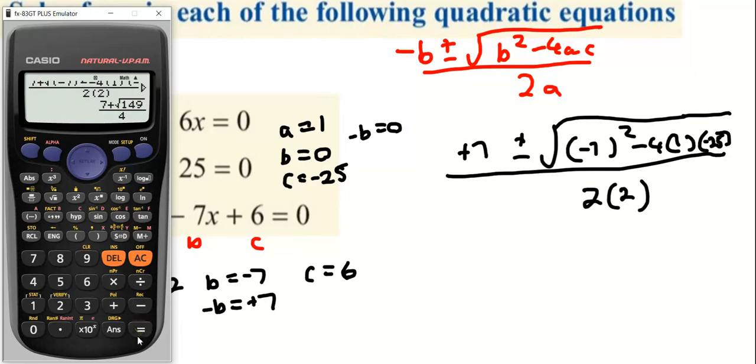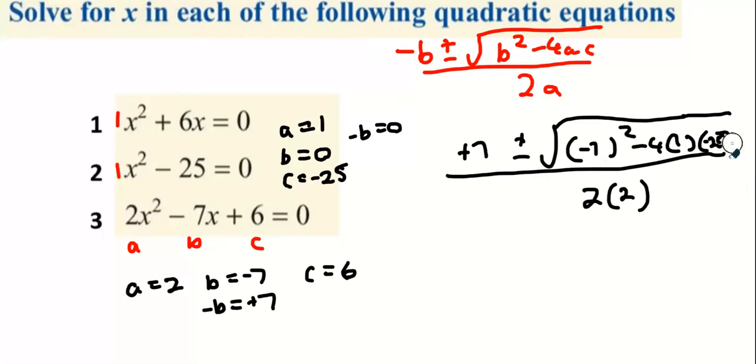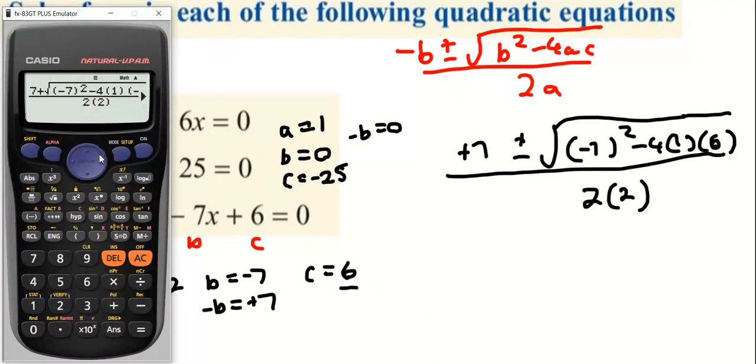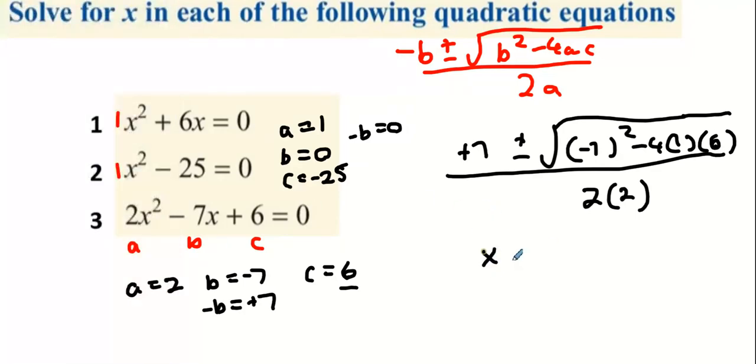Press the equal sign. Now, I think I made a mistake here somewhere. 7 plus or minus minus 7 squared, 4 times 1. Oh, sorry. It's not 25. I never adjusted the c value. The c value is plus 6. There we go. C value is 6. Got mixed up in my last question. Put it in, and you get x equals 3.